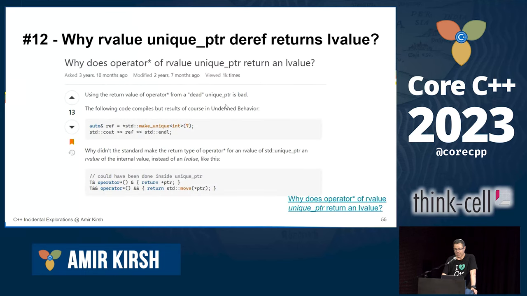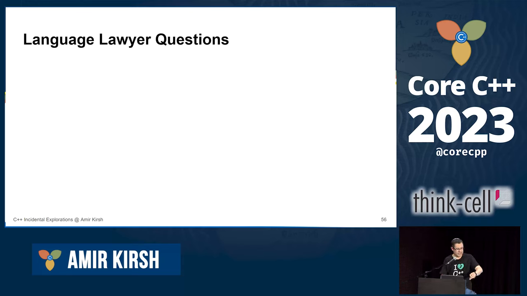Why does R value unique_ptr dereference return L value? Oh, this is the one. Okay, this is the question. So let's go for some language lawyer questions. What is a language lawyer question? It's a question that the answer is, we should read in the spec. Let's see, the spec probably says what is the case. Because in some cases, the answer is, let's run and see what actually happens, right? Which in C++ doesn't say much in many cases.